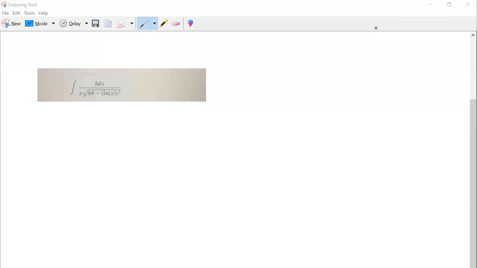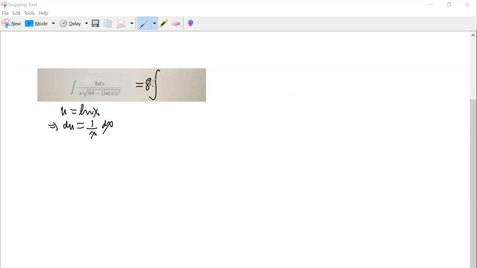Okay, so to solve this problem, first I'm going to make a substitution. I'm going to call the ln of x equals u. Then I'll compute the du. So du equals the derivative of ln, which is 1 over x dx.